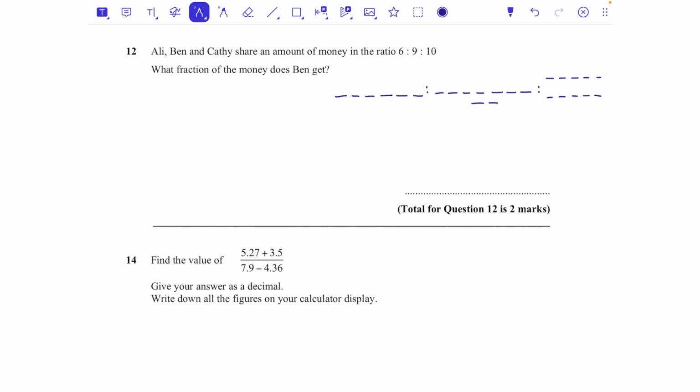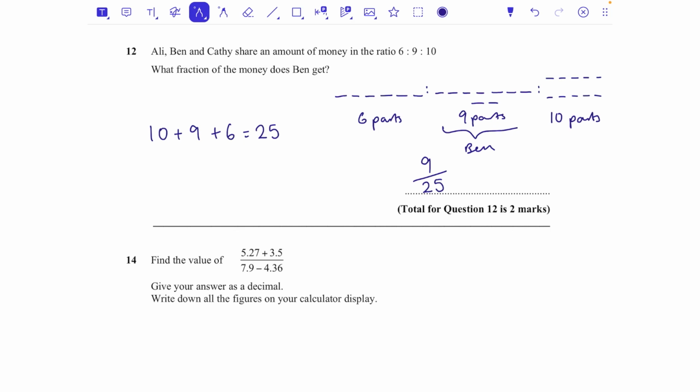And there would be the same amount of money on each of those lines. So however much money they're getting on one of those little lines is the same for everybody. That's how ratio works. So Ali is getting 6 parts, Ben is getting 9 parts, and Kathy is getting 10 parts. Altogether, the money is being split into 25 parts. 10 add 9 add 6 is 25. What fraction is Ben getting? Well, Ben is this middle section. He gets 9 parts out of the 25 parts that there are altogether.